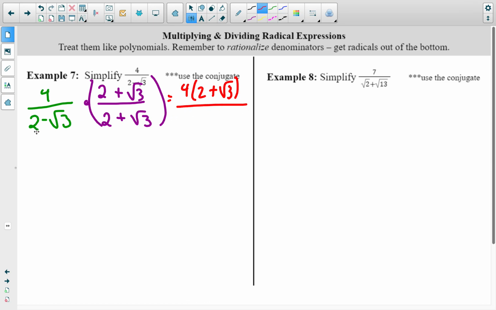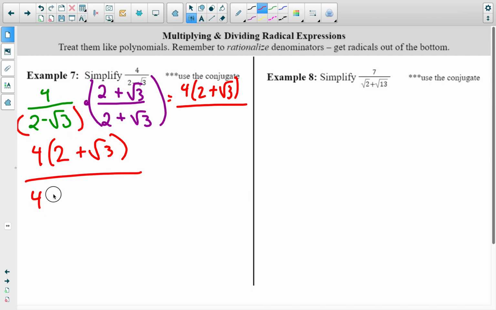And then now we have this conjugate multiplication situation, which I'm actually going to write out down here. 4 times 2 plus root 3 all over... Now we're using FOIL. 2 times 2 is 4, plus 2 root 3 minus 2 root 3 minus square root of 3 times itself just gives us 3. And this is why we use the conjugate, because plus 2 root 3 minus 2 root 3, those cancel. So our radical's gone from the bottom.